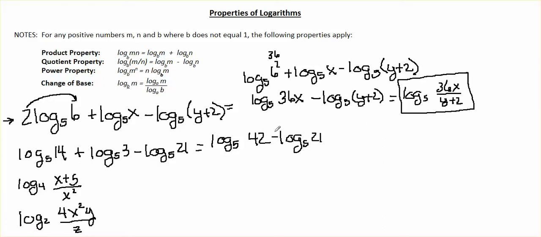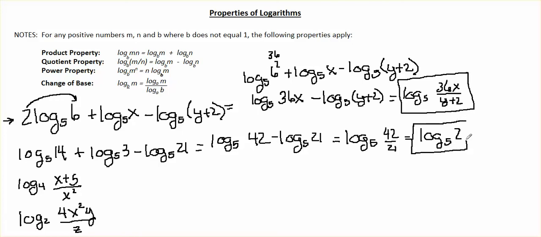Minus log base 5 of 21. When we combine a subtraction back, two logs being subtracted, we're going to use our quotient property and divide m and n. And when we divide that, we get log base 5 of 42 over 21. And 42 over 21 can be simplified: log base 5 of 2. I want you to notice here we have no variables, so we should ask ourselves the question, what power can we raise 5 to get 2? Well, I don't think there's an answer to that without using a calculator, so we're done.